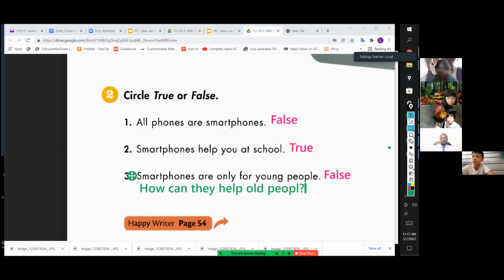How can smartphones help old people? Who can help me? How can they help old people? So Ms. Tangwa, can you translate? How can they help old people?